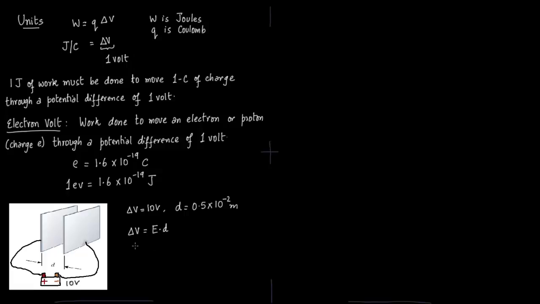Now the angle between the distance and the field is 0 degrees. So you get ED cos 0. So that will give you E times D. So you rearrange the formula, you get E is equal to delta V by D. Now plug in the value of delta V and D. You get the value of electric field as 2 into 10 to the power of 3 volts per meter.